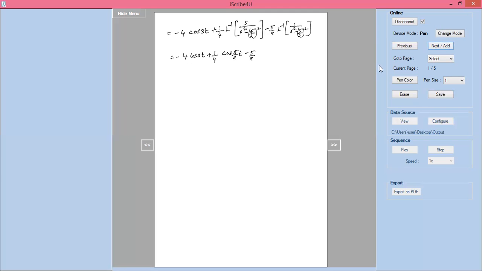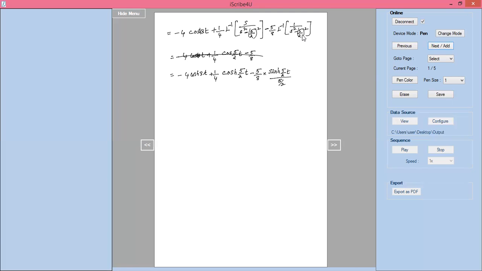Sorry, I made a mistake here. It is s by s square minus a square, which means cosh. So it should be cosh 3t: minus 4 into cosh 3t, because s by s square minus a square gives cosh, plus 1 by 4 into cosh of 5 by 2t, minus 5 by 8 into L inverse of 1 by s square minus a square, which is sinh at divided by a. Sinh is sinh of 5 by 2t divided by a.